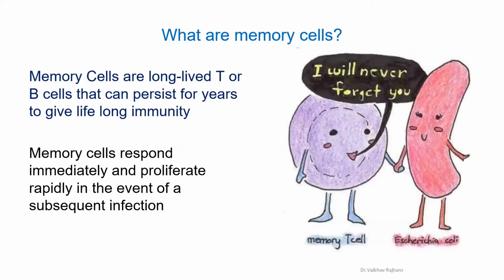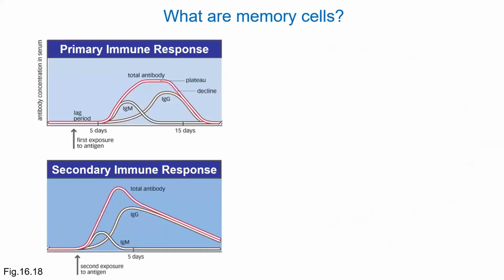Okay, so I want to switch gears and talk about memory cells and eventually vaccination, which is obviously super important. Memory cells, of course, are these long-lived cells, and I mentioned that we don't really know why some types of memory cells seem to live a long time and others a lot shorter. But they are a good thing. And these memory cells, you can see this note here, it says they respond immediately and they will clone themselves rapidly.